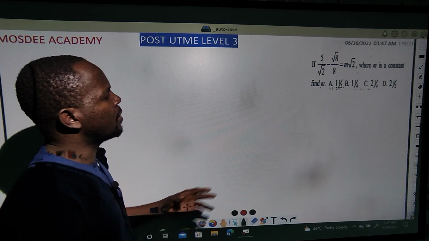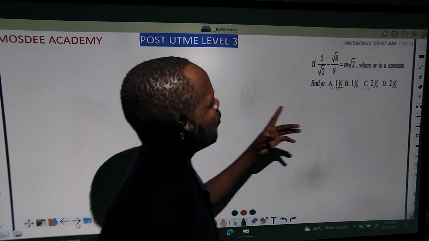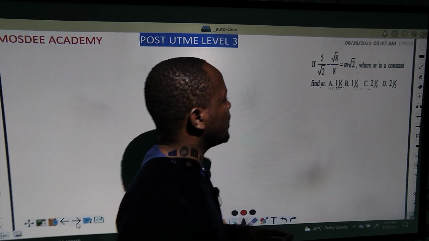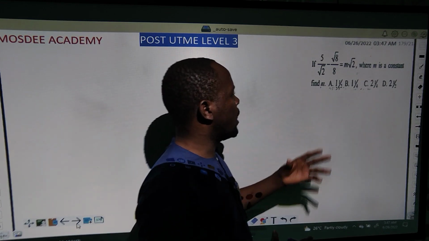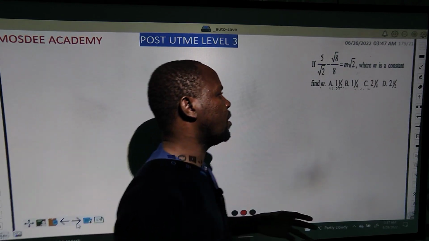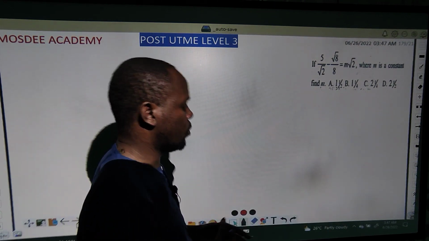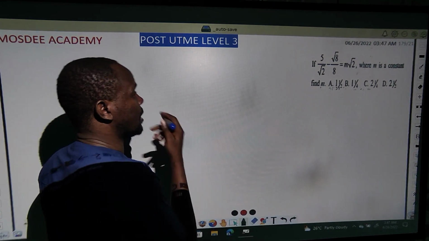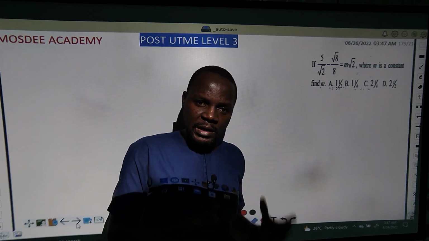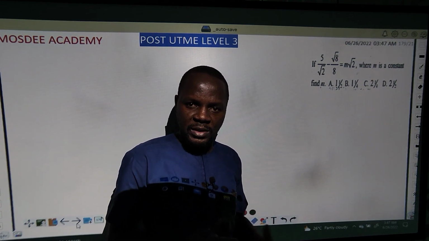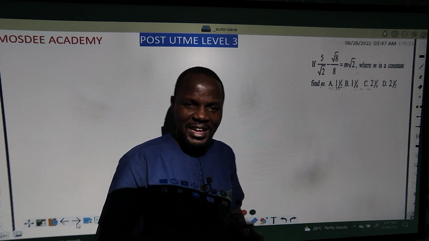Thank you very much. Now, the next question says, if 5 over root 2 minus root 8 over 8 is equal to m root 2, where m is a constant, we have to find m. This can be done directly from your concept mathematics. This is more like a level 2 type of question in level 3. So when you see a level 2 type of question in level 3, you should not have any problem.